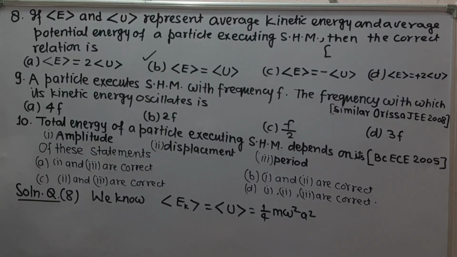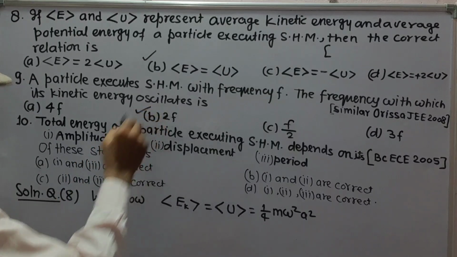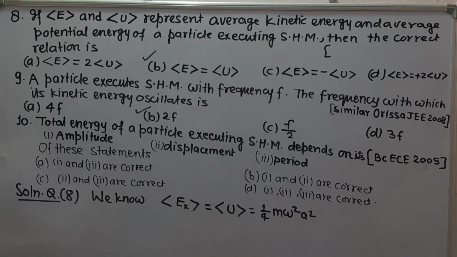Average of kinetic energy is equal to average of potential energy. Next question number 9. A particle executes simple harmonic motion with frequency f. The frequency with which its kinetic energy oscillates is, these are the options. We know that the frequency of oscillation of kinetic energy in simple harmonic motion is 2f. So option B will be correct.